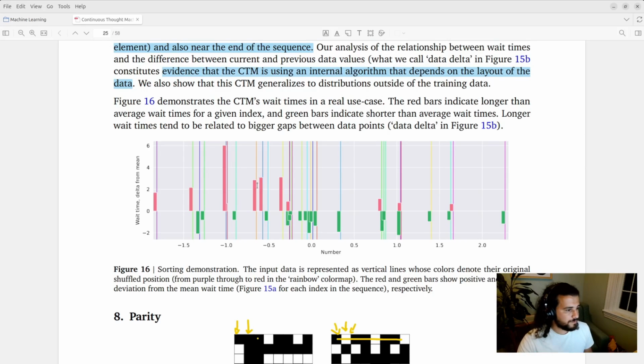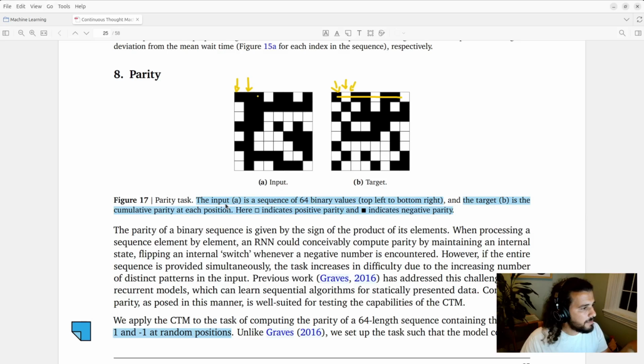Then they did a parity experiment, which RNNs usually excel at. They modified the number of ticks to see how the model modifies its internal algorithm. Basically what you have is an input sequence of 64 binary values, from top left to bottom right, so it goes in a snake-like fashion. This is the input, and this is the target, the cumulative parity at each position. So you have to figure this out.